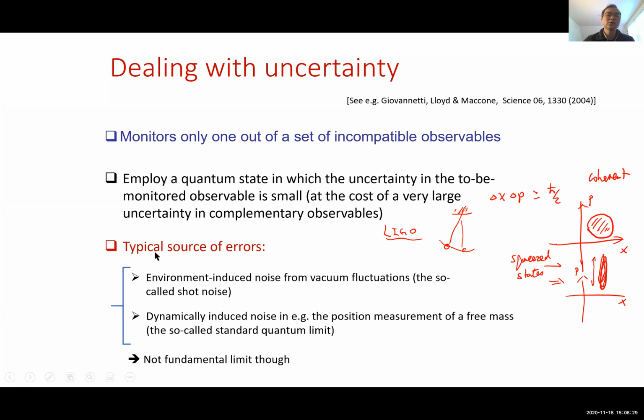Okay, they also discuss sources of error. For example, environment-induced noise from fluctuations such as vacuum. This is the so-called shot noise. And also some noise induced, for example, in the position measurement of a particle. And we already mentioned this is the standard quantum limit. But this is not necessarily a fundamental limit.